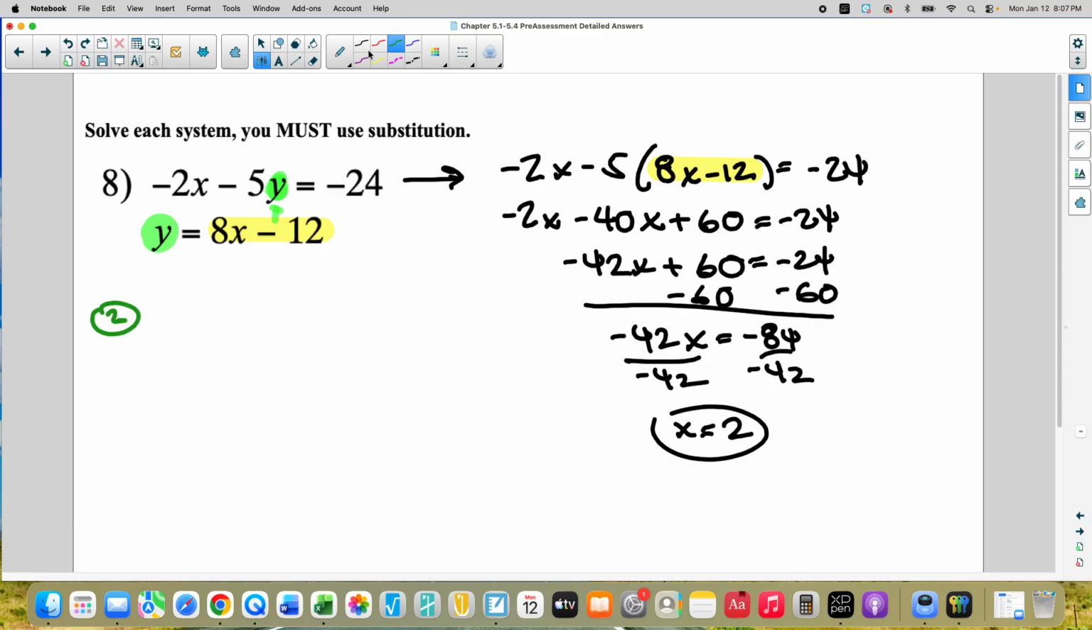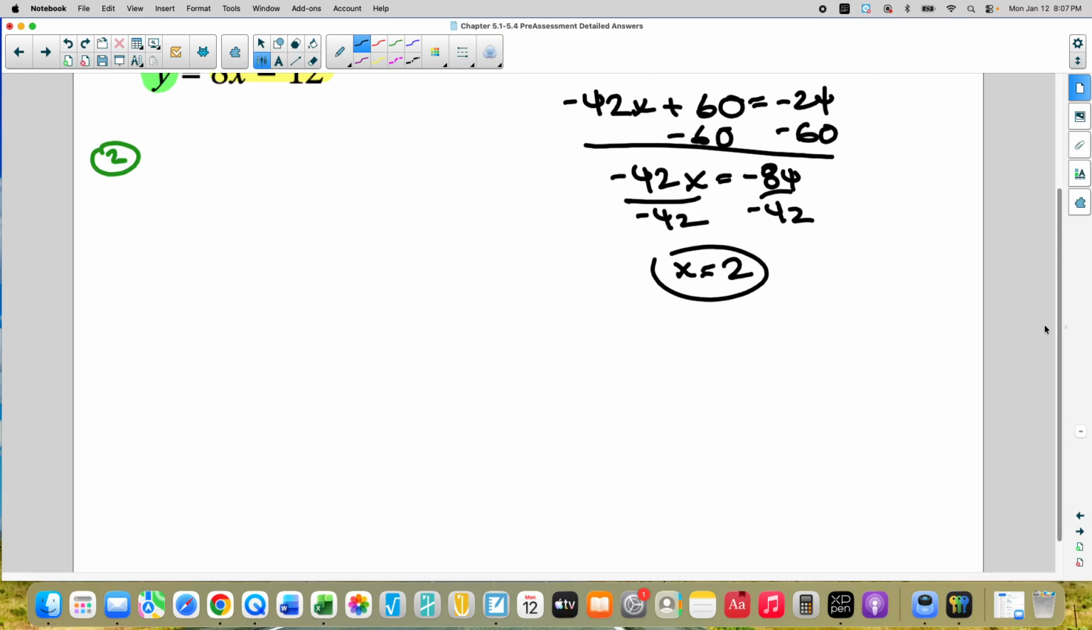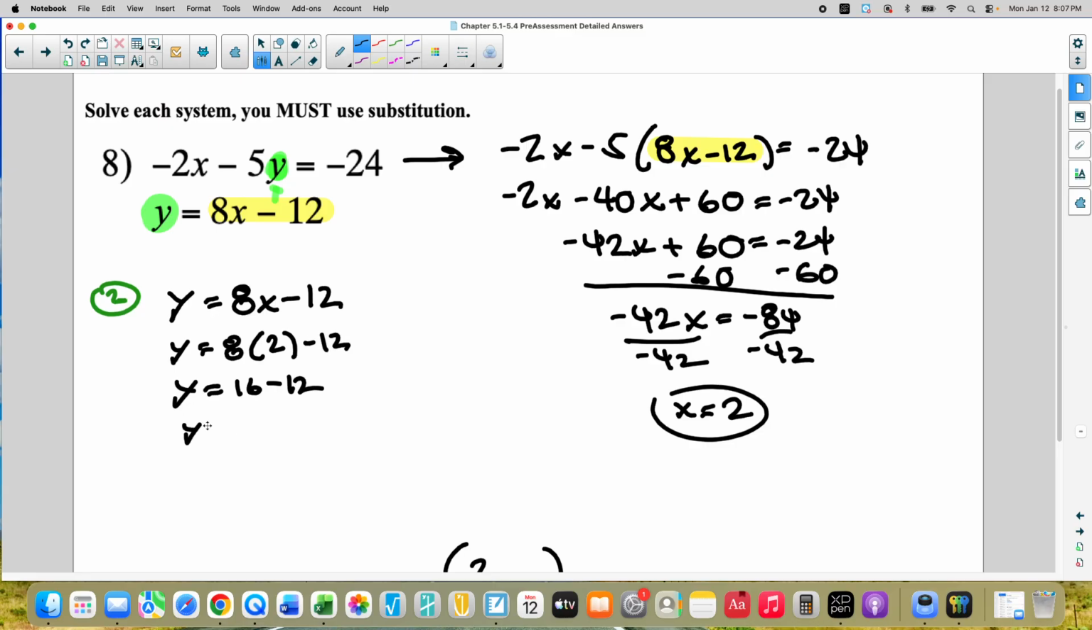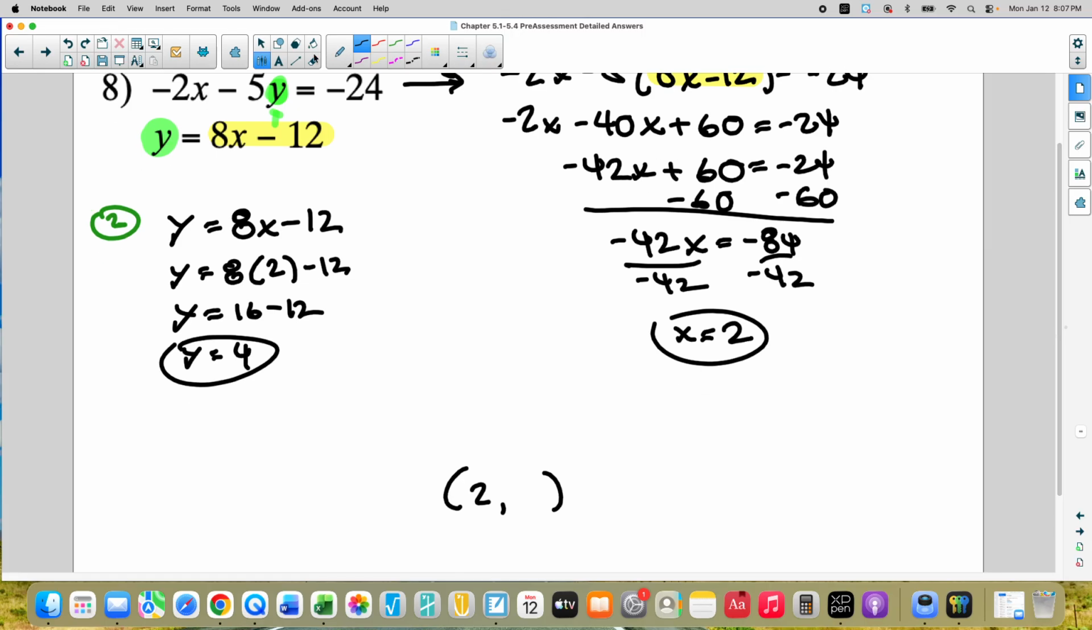I'm going to solve using the second equation in order to find my y value. This is my x value. So I know my solution is going to be 2 comma something. So I've got to find my y value first. y equals 8x minus 12, y equals 8 times 2 minus 12, 16 minus 12, y equals 4. So I think my solution is 2 comma 4.